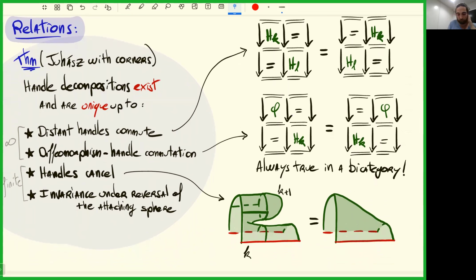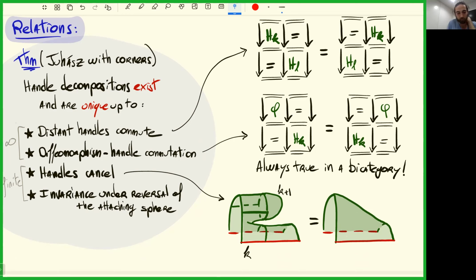So yeah, I said there's a rather recent paper, a few years old, of Juhas that has a very similar result, where he shows that these handle decompositions exist and are unique up to a series of relations. So the first is that somehow the relations you would expect.